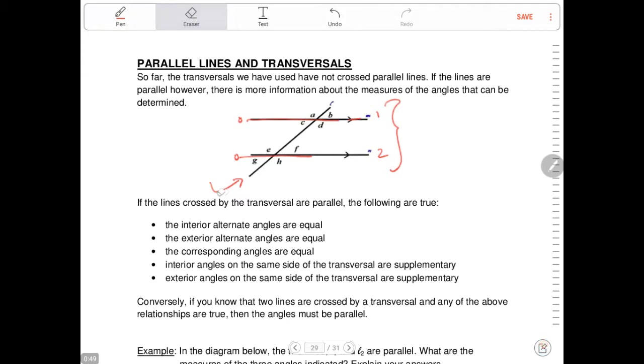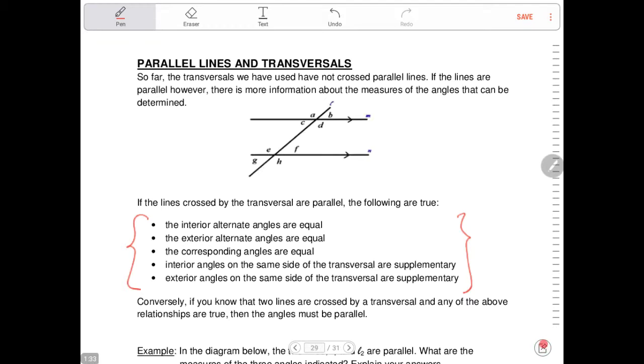Now, what happens when those two lines are parallel to each other and you run a transversal right through them, you get some very special angle relationships. And that is summed up down here. In the very last lesson, we learned about the interior alternates, exterior alternates, and so on. Well, now we're going to use that information to find missing angles. So all of these things now hold true. If we have interior alternate angles, they must be equal. If we have exterior alternate angles, they must be equal, and so on and so on.